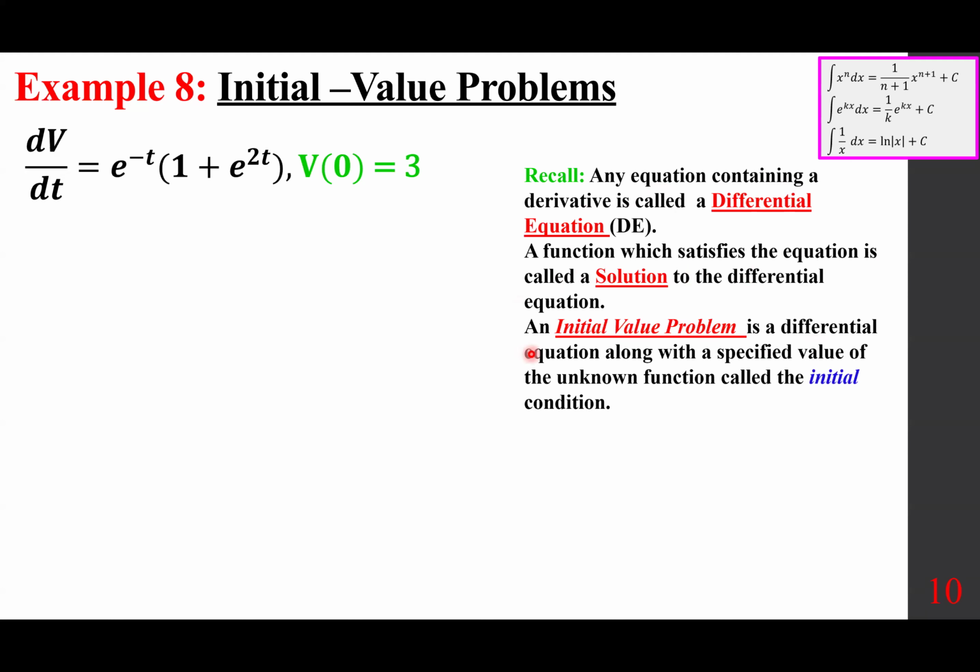An initial value problem is a differential equation along with a specified value of an unknown function, called the initial condition. So this part is basically what we have been doing, and we're going to work on it. We're going to come back to this point. So dv is the right side times dt, and if you integrate both sides, this becomes v of t.